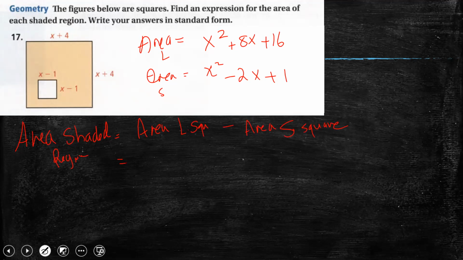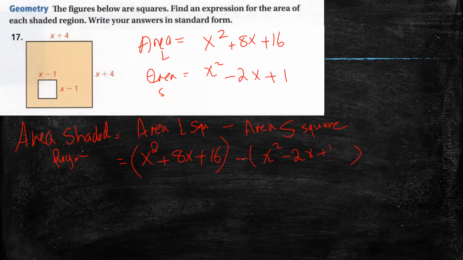Now, what is the area of the large square? It is x squared plus 8x plus 16 minus the area of the small square, which is x squared minus 2x plus 1. Here, if you have a plus sign, you can open the bracket without making any change. I will repeat, if you have a plus sign here, you can open the brackets and add it to the previous one without making any change. But if there's a minus sign, you cannot.